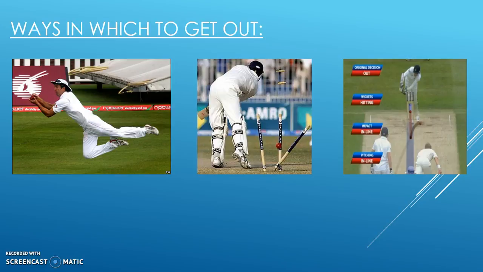Ways in which you get out in cricket. So there are 4 ways in which you can be announced out in cricket. So the first one here is by being caught. To catch the ball, you have to catch the ball before it bounces. And it has to come off the bat. So the ball has to be hit off the bat and then caught before it bounces.